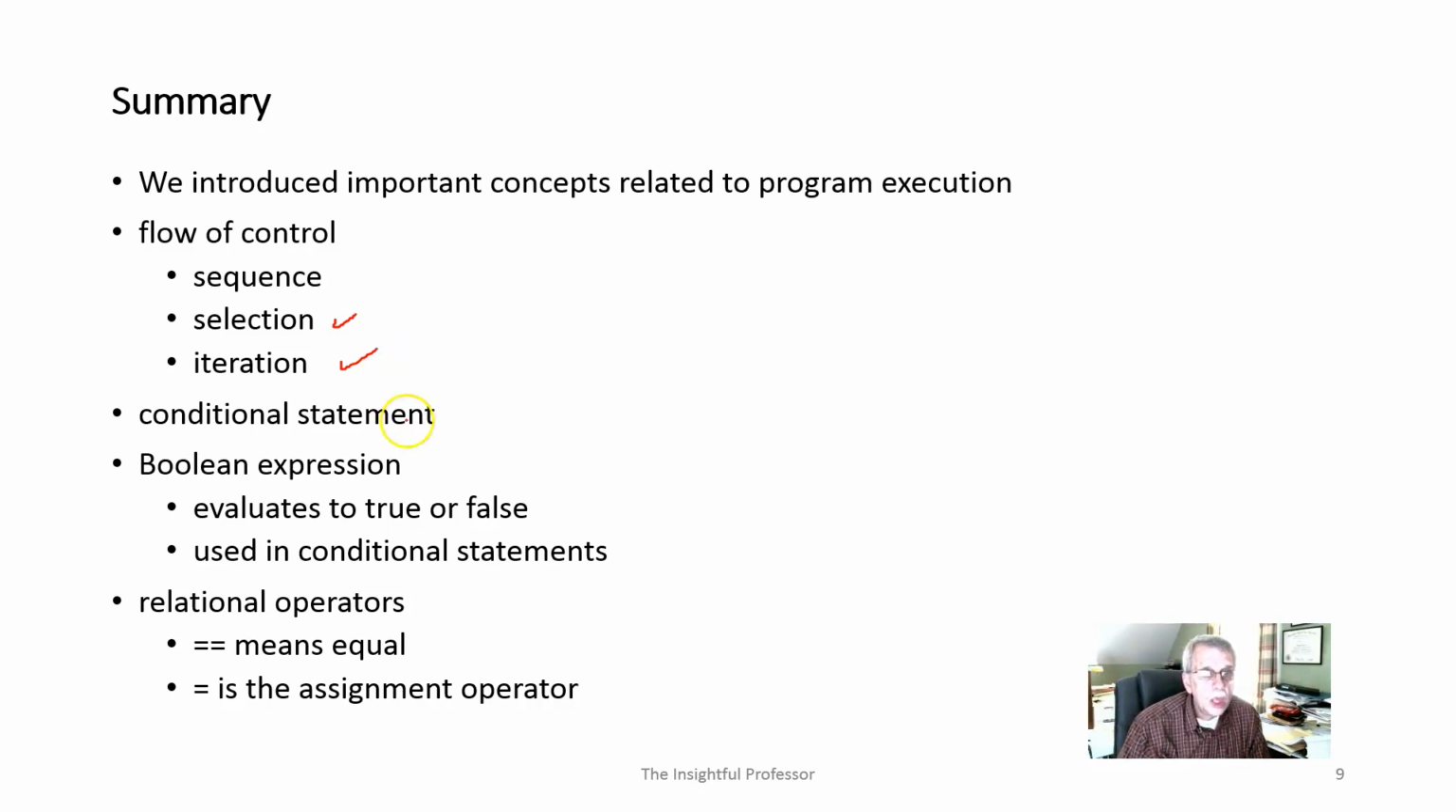So we talked about the concept of a conditional statement where we are effectively evaluating some kind of Boolean expression. Now remember, a Boolean expression results in a true or a false value, and these can be used within the conditional statement. The relational operators were introduced, and we remind you once more that double equal is the actual equal operator to compare one value to see if it's equal or the same as another value. And the single instance of the equal sign is the assignment operator.